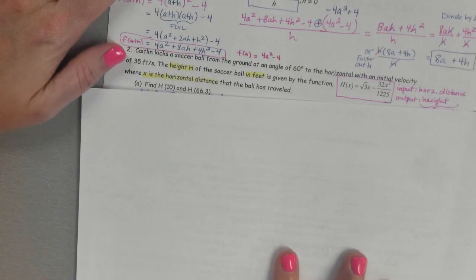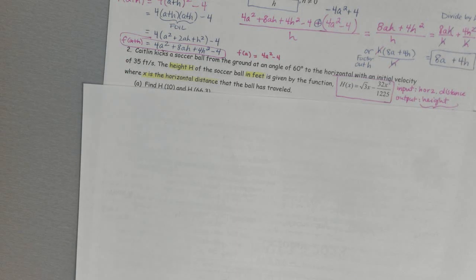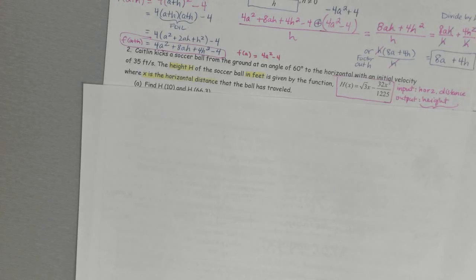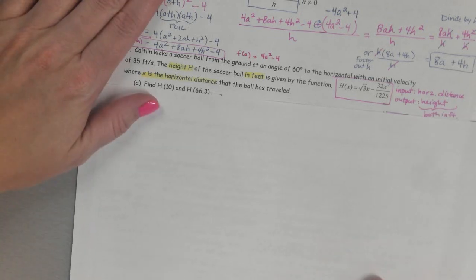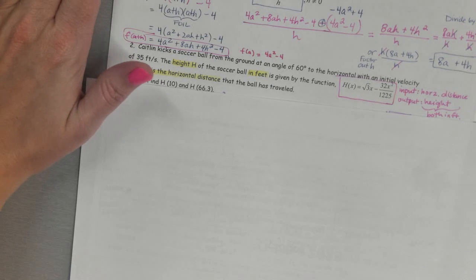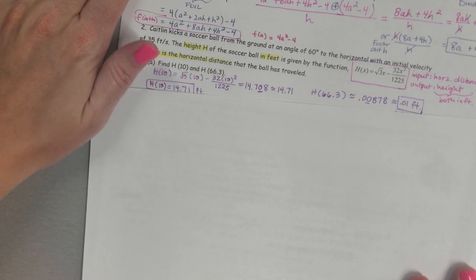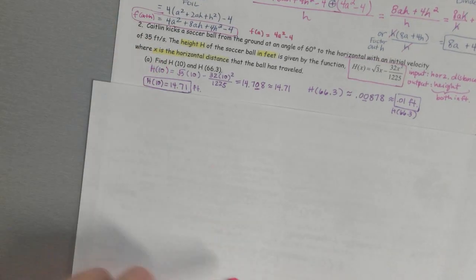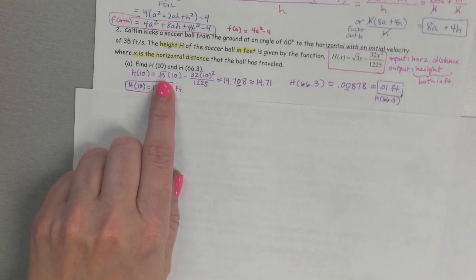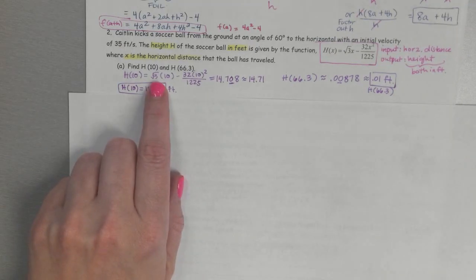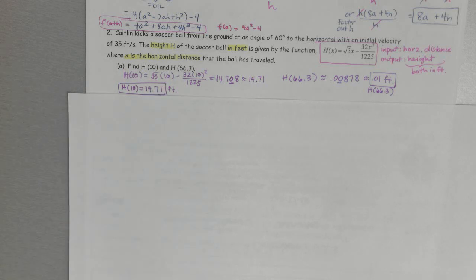This next one is where you have the function, and the height of the soccer ball in feet is given by the function, where x is the horizontal distance. You have to find h of 10 and h of 66.3. I feel like that went well. Remember that this square root was only over the 3, and some of you asked me about that, so I wanted to point it out.